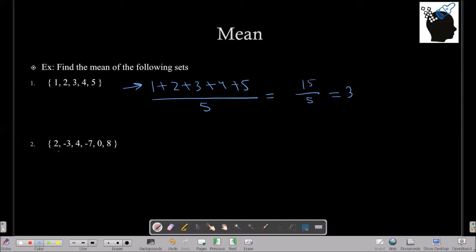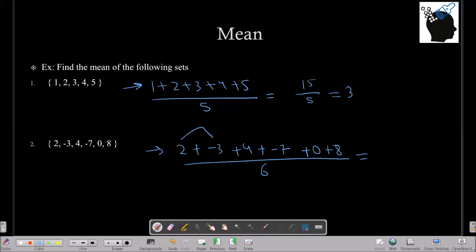Let's try the second one. So the set given to us is 2, minus 3, 4, minus 7, 0 and 8. So the mean will be nothing but 2 plus minus 3 plus 4 plus minus 7 plus 0 plus 8 divided by total number of elements. So we have 6 elements here. So we'll divide by 6. Which is nothing but minus 1 plus 3 minus 4 plus 4 divided by 6, which is nothing but 2 by 3. Let's try more problems.